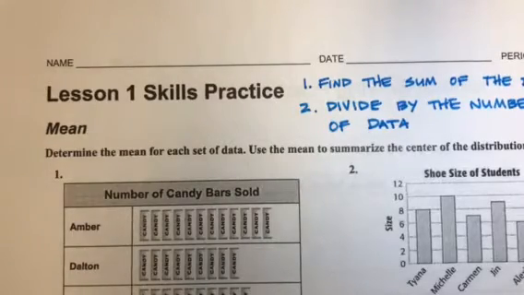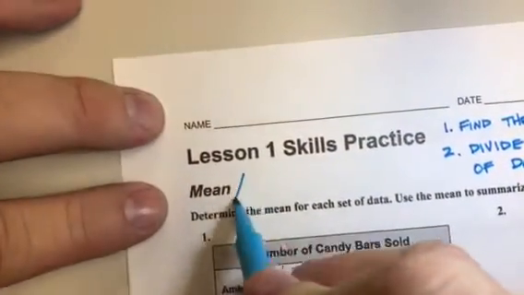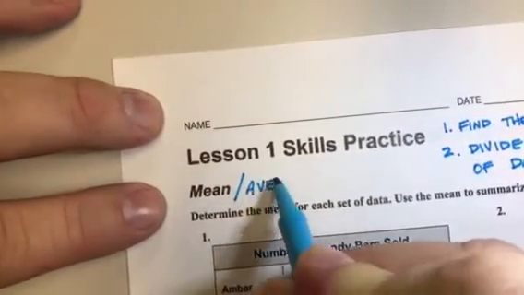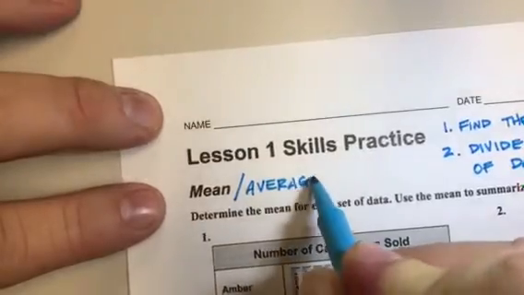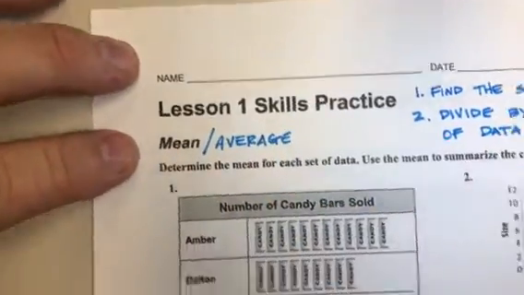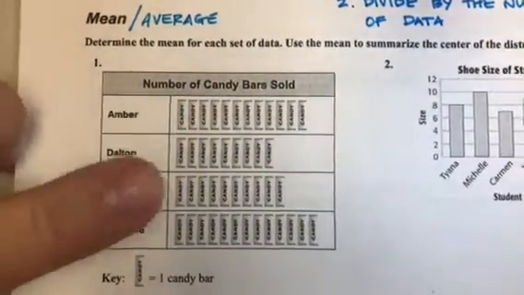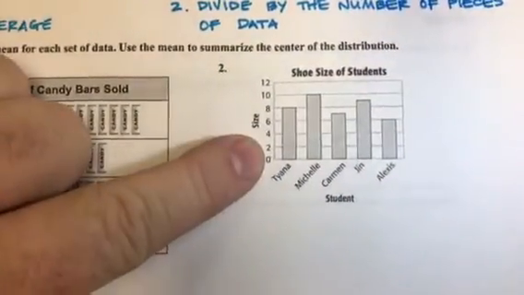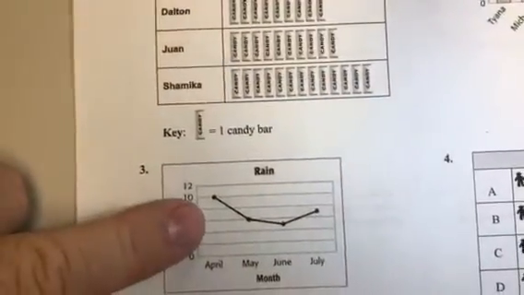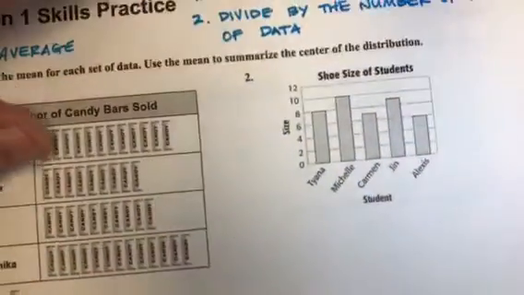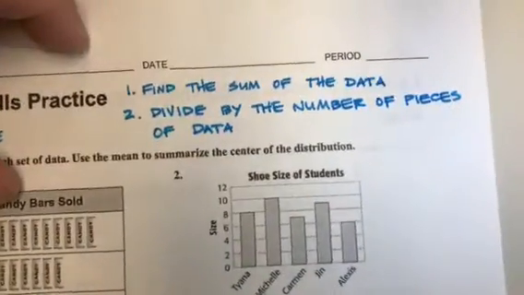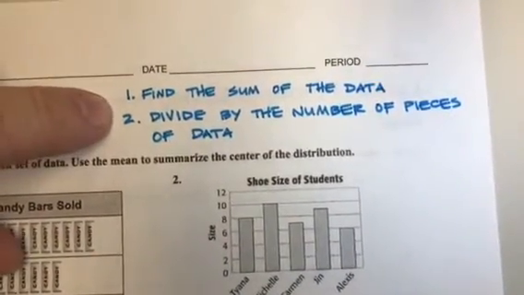Hey guys, I wanted to give you a few examples of finding the mean, which is also called average, finding the average. These are some examples using some graphs. We had some pictographs, bar graphs, line graphs, and even some dot plots today in class. But the basics are these two things when you're finding the average or the mean.